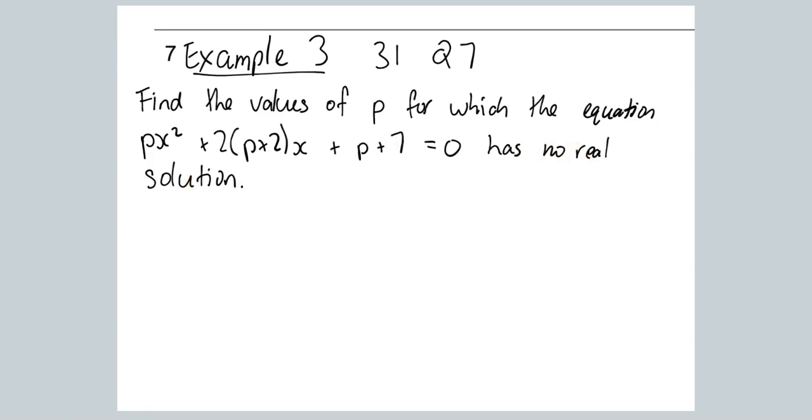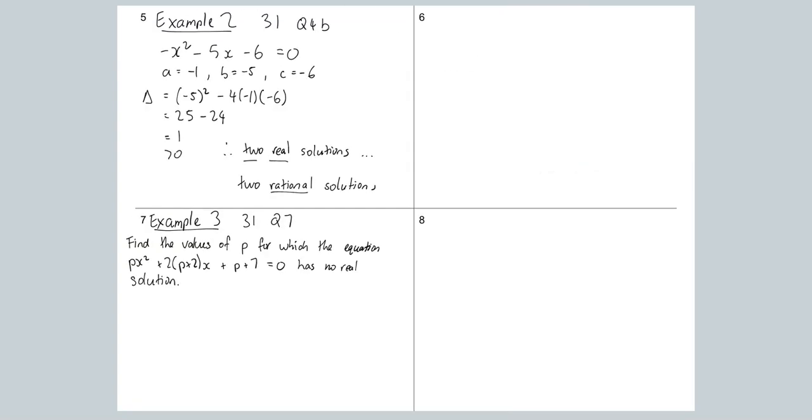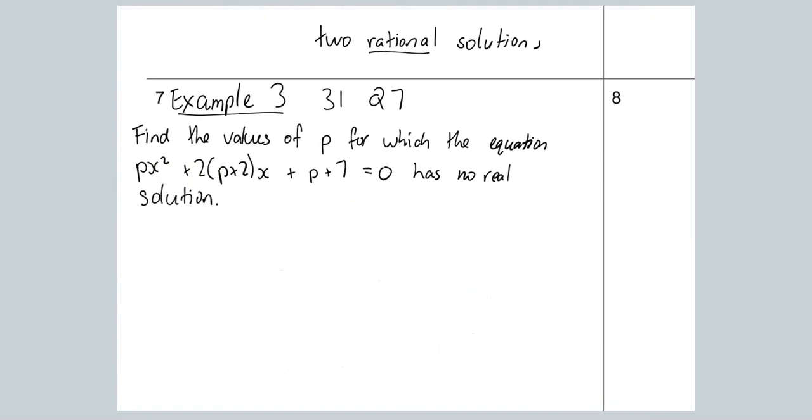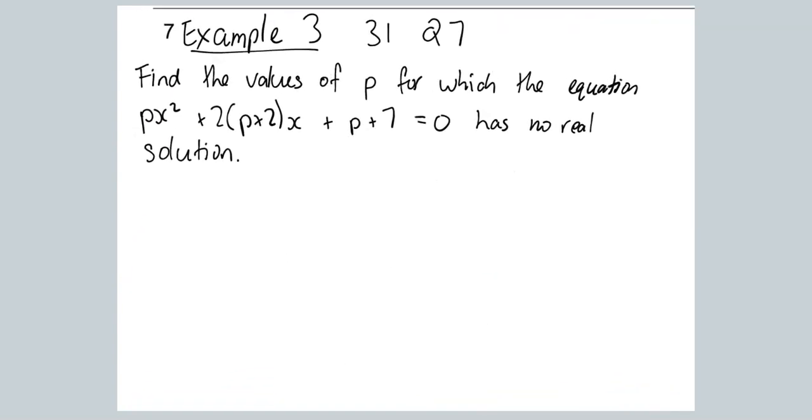So as soon as you see this kind of context, you should think discriminant, because I have a test for no real solution. If I just zoom out and go back here, remember that there are no real solutions, no real roots, no x-intercepts when the discriminant is less than 0. So that is your buy-in, I suppose.